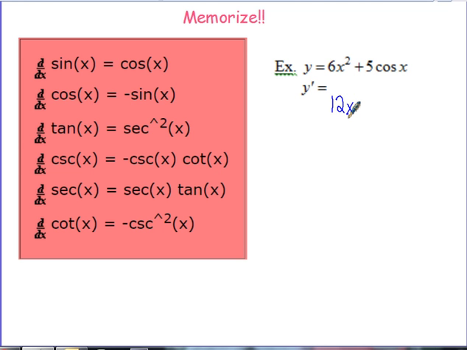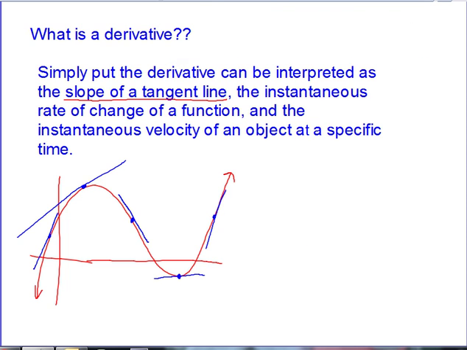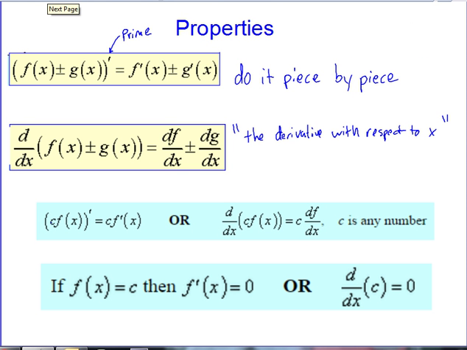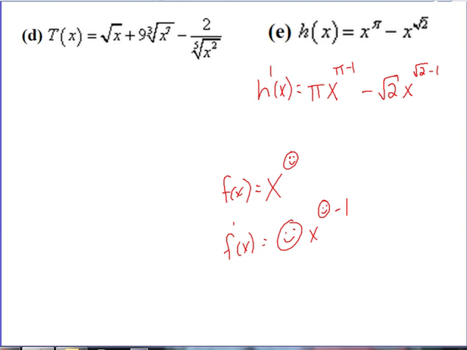Okay. Now for the second piece, it's 5 cosine. What do I do with that 5? Do you remember? I leave it. Remember your constant rule that you wrote at the very beginning? The constant rule said, if you have a constant times some function and they're asking you to take the derivative, basically just leave the constant and take the derivative of that function, right? So that's exactly what I'm going to do here.